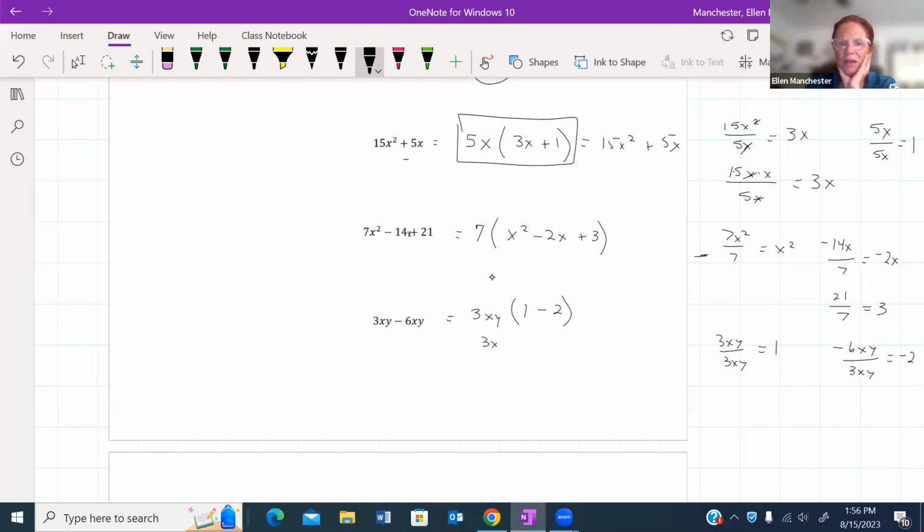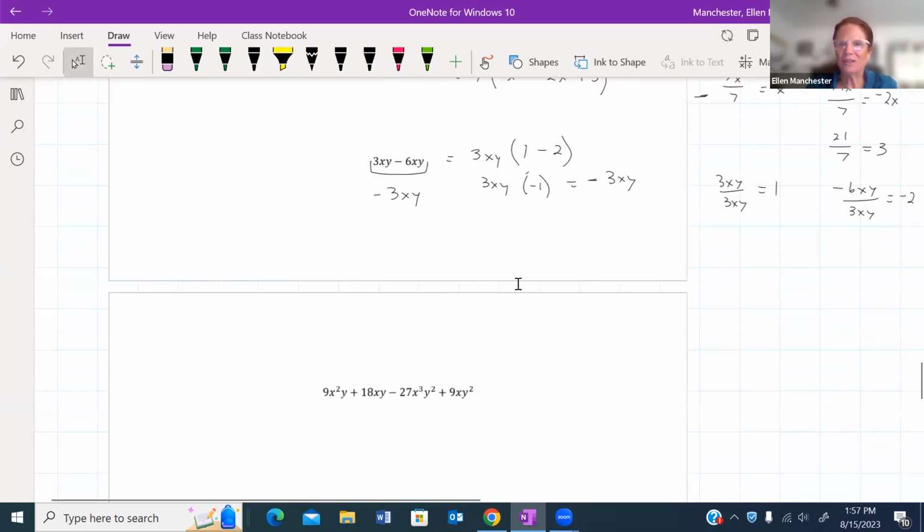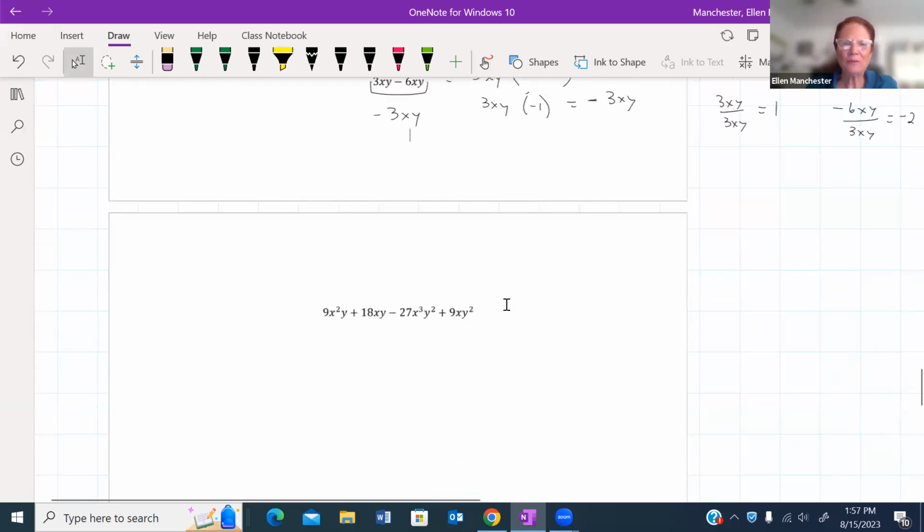So I have 3xy times negative 1. Okay, I just saw what this was. So you end up with a negative 3xy. Well, if I added like terms on this, I'd end up with negative 3xy. Okay, so sometimes they throw in a little screwball on you.